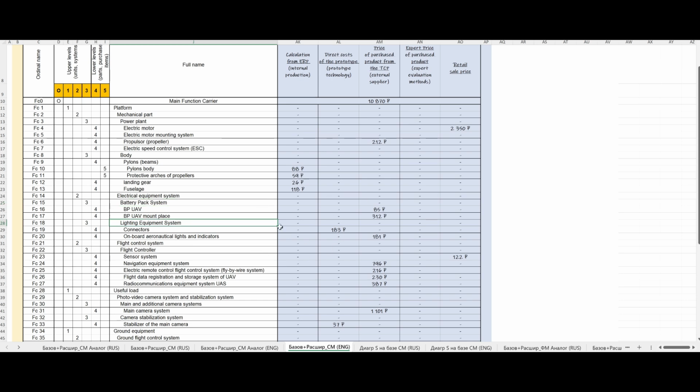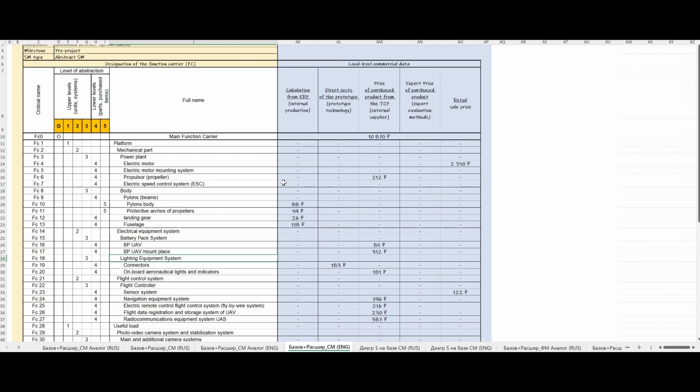In this case, the block commercial data at the local level of the standard structural model is filled, as we see, exclusively with data on purchased components and details of external production components of 4 or 5 levels of abstraction, respectively. When moving to the subsequent milestones of the project, the block commercial data at the local level will be supplemented with the direct costs for components of higher levels of abstraction, levels from 1 to 3, as information becomes available in the ERP system.